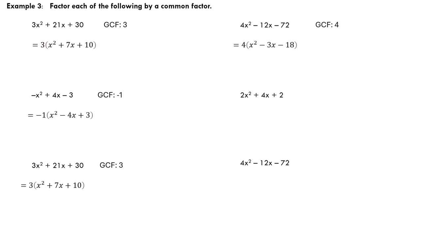Our next example, our greatest common factor is 2. 2 on the outside, bracket, x squared plus 2x plus 1. In our last example, our greatest common factor, it looks like it's 4. 4 on the outside, bracket x squared minus 3x minus 18.